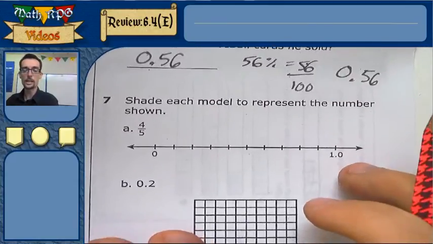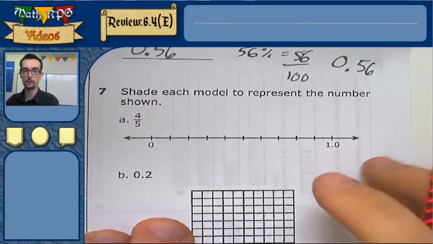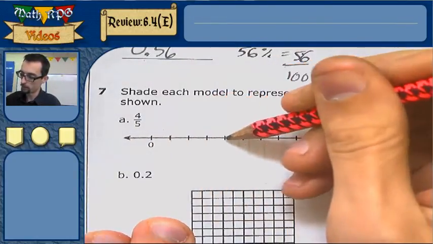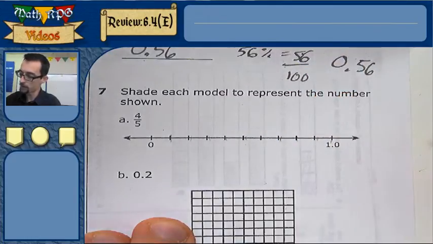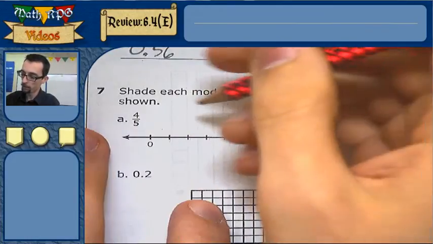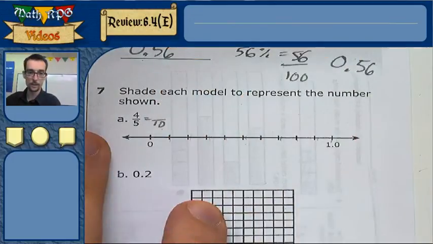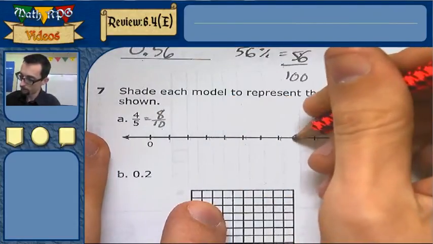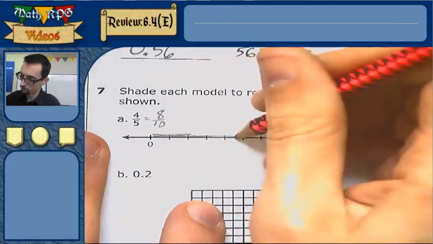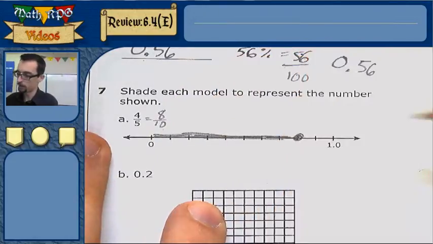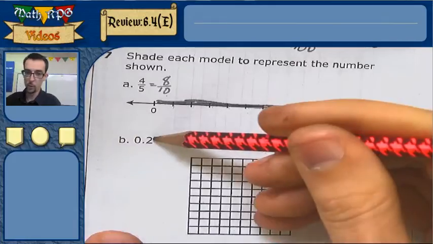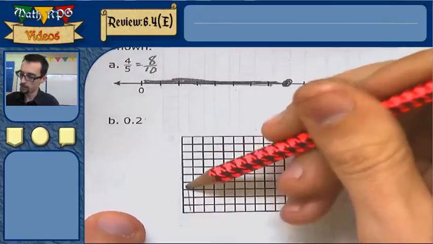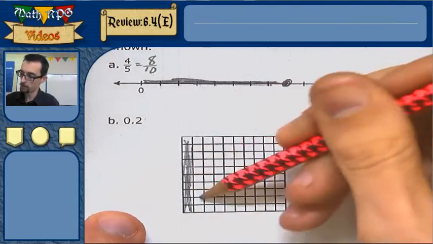Okay. Shade each model to represent the number as shown. So 4/5. All right, so right now this is divided up into 1, 2, 3, 4, 5, 6, 7, 8, 9, 10 parts. So I need to get, let's see, 4/5 would be how many tenths? Well, I double it, 5 times 2, so 4 times 2 is 8. So that'd be right here, I believe, 8/10. I'm going to shade it in. There's 4/5. All right, 2/10. So remember, each one of these is a tenth, right? So I'm going to shade in 2 of them. 2/10.